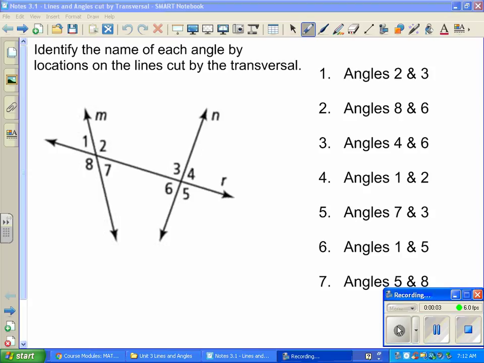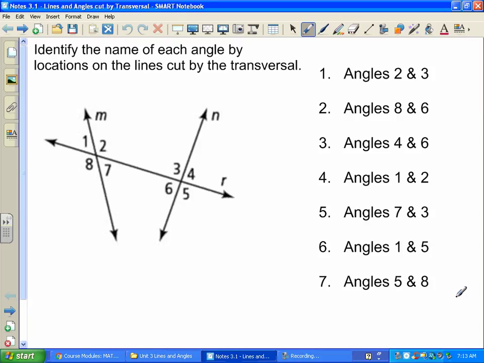Okay, today in our lesson we are going to focus on lines that are cut by a transversal. When you have two lines, whether they're parallel or not parallel, and they're cut by a third line, they form different kinds of angles. So what we'd like to do is look at which line is the transversal, what line is going across, and where the angles are located in that particular set of lines.